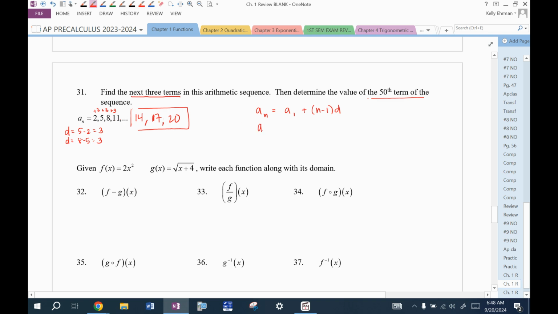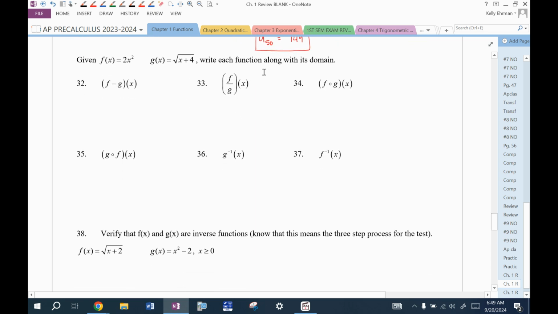For us, we want to find the 50th term. Our first term, the first number in the sequence, was 2. We're going to add 50 minus 1, so 49, times the common difference, which was 3. You've got to do a little bit of work off to the side here. 3 times 49 is 147. So I get 2 plus 147. So the 50th term, 2 plus 147, is 149. Make sure you memorize this little pattern for an arithmetic sequence, and that's definitely a non-calculator problem.